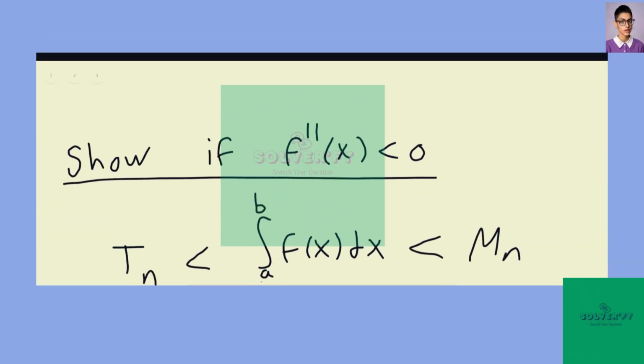Okay, so this question wants us to show the following theorem. If f double prime of x is negative, so if f is concave down, then the integral is bounded between the trapezoid approximation and the midpoint approximation.